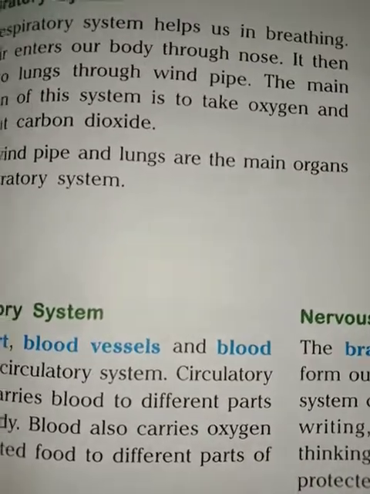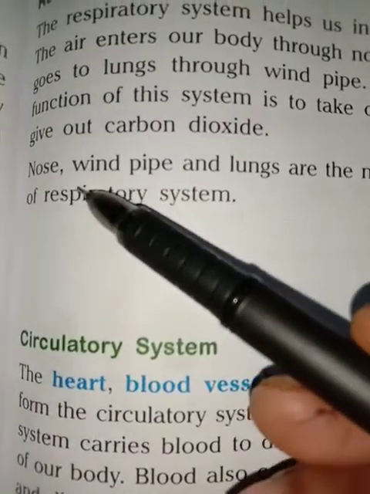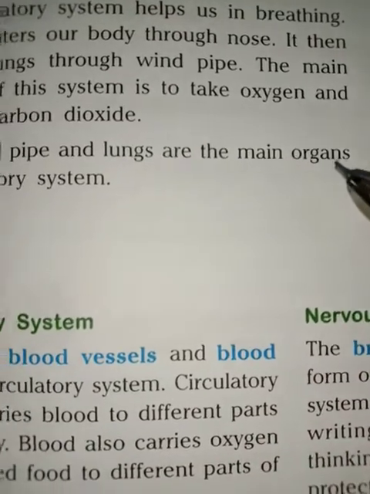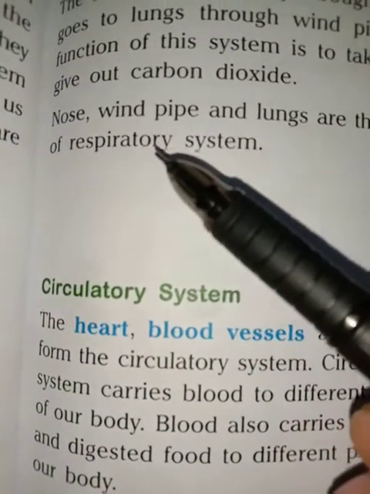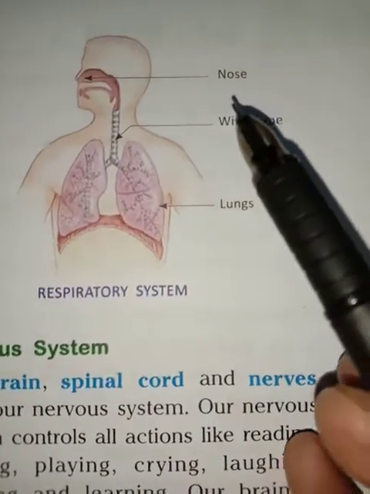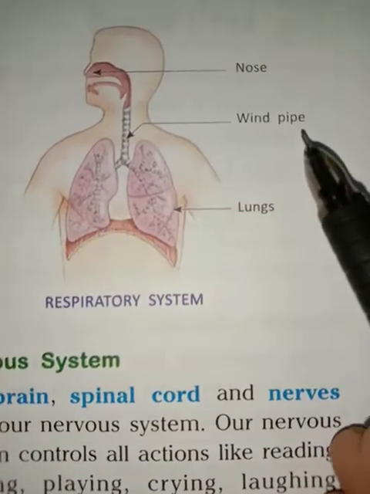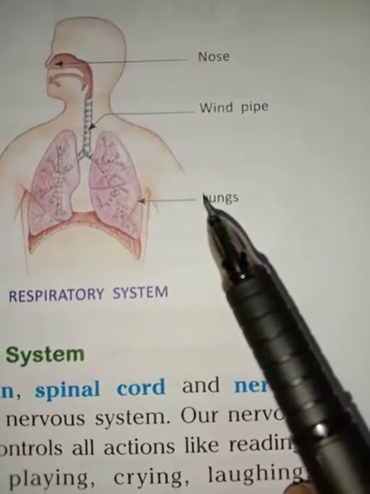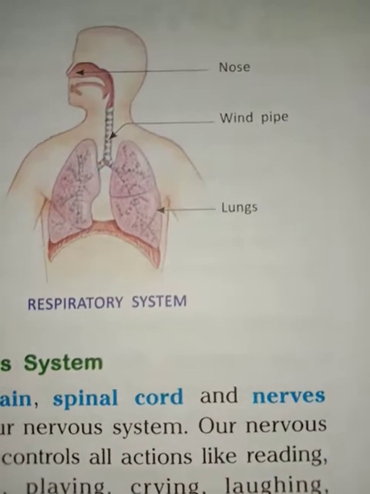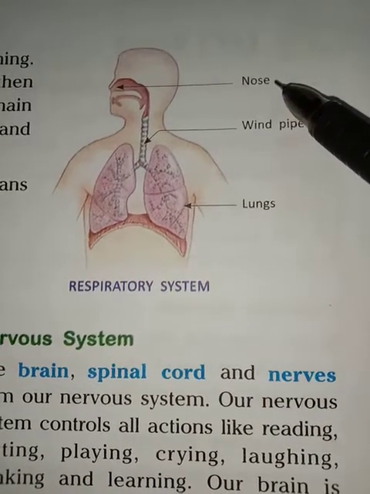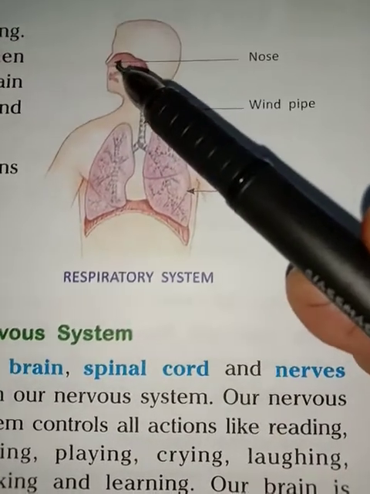Okay. Now student, nose, windpipe and lungs are the main organs of respiratory system. Okay. Now you can see here, nose, windpipe and lungs are the main organs of respiratory system. So student, first is nose. Okay. You can see this is nose.